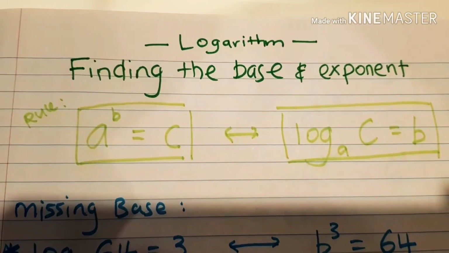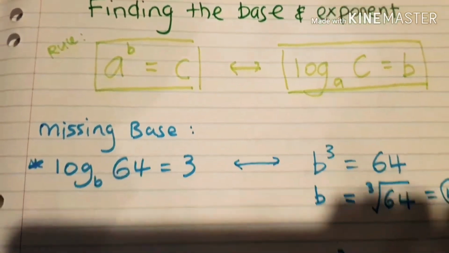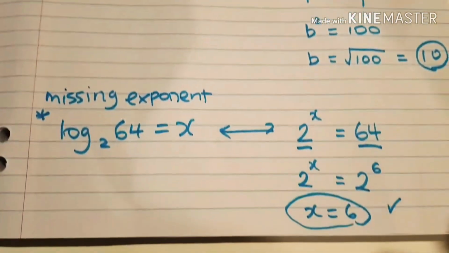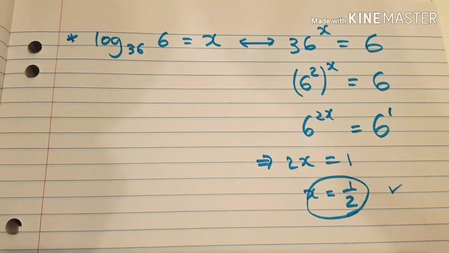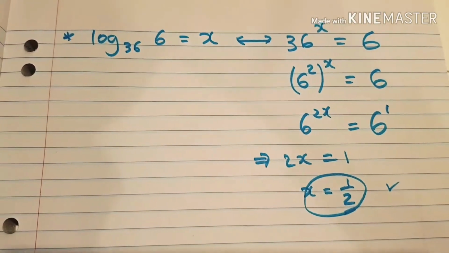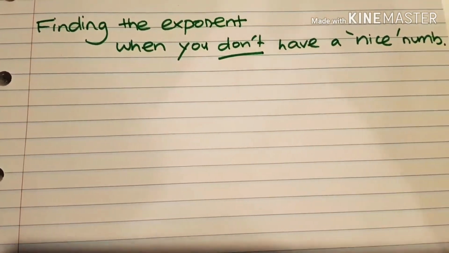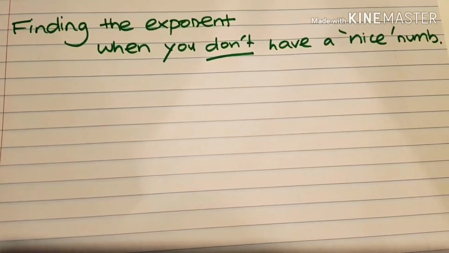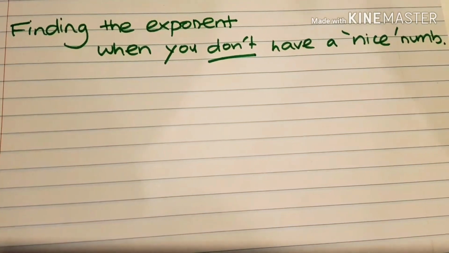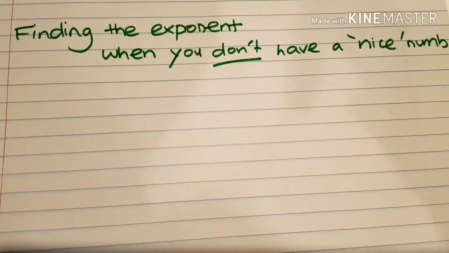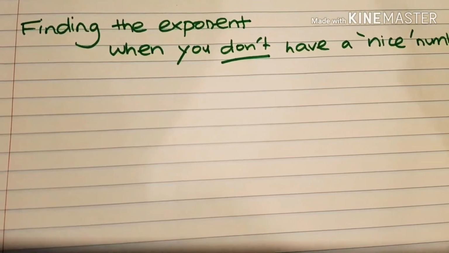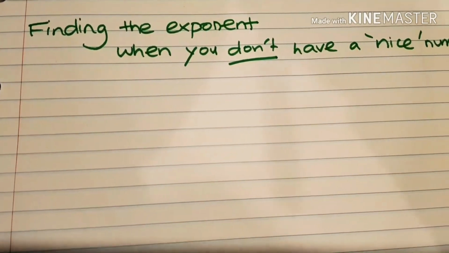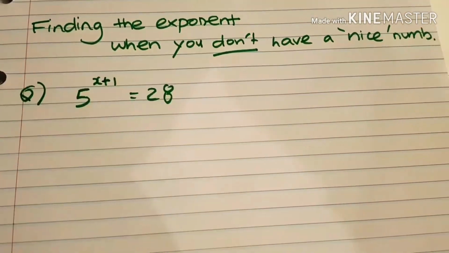So far we've been finding the base and the exponent. All the answers were 10, 6 and a half. They were all simple numbers. Then this time I'm going to find the exponent when I have a difficult number, when I don't have a nice number. So my answer will be a decimal. It's not something that you can predict easily. Let's see how to deal with these sorts of questions.